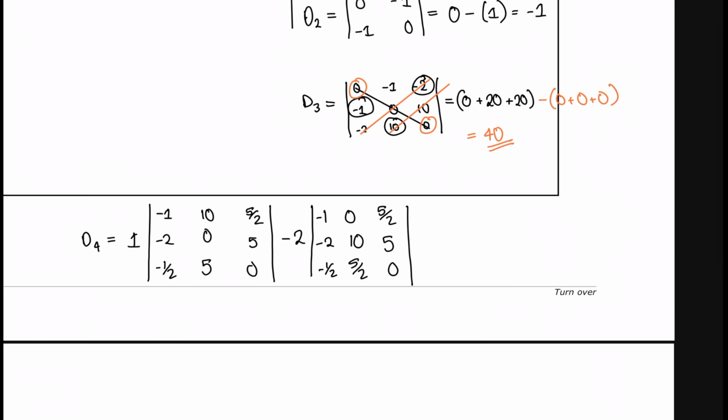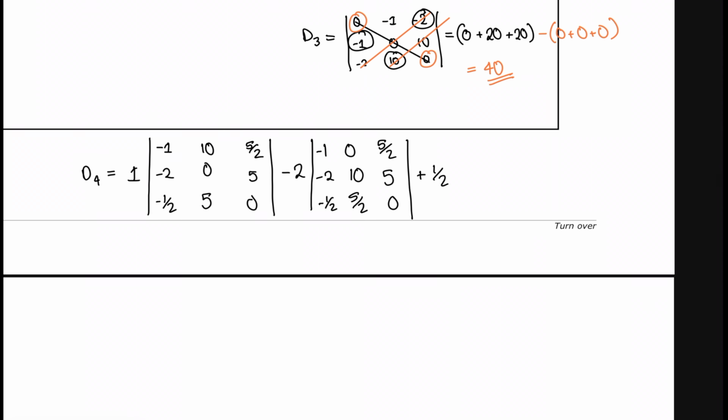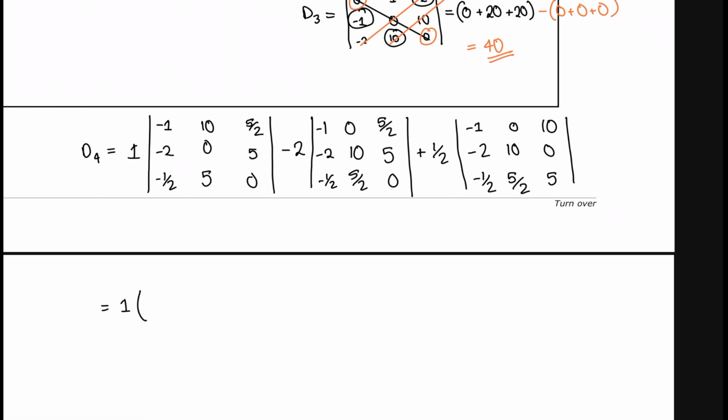And then finally, we have plus a half, and the matrix of minor will be minus 1, minus 2, minus a half, 0, 10, 10, 0, 5 over 2, 5. Cool. If we now start working out the determinants of these 3 by 3 matrices, we get 0 over here. Then we do 10 times 5 times a half, which is minus 25. Then we do 5 over 2 times 2 times minus 2 times 5, which is minus 25 again.